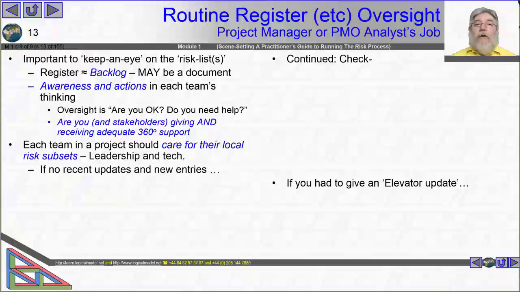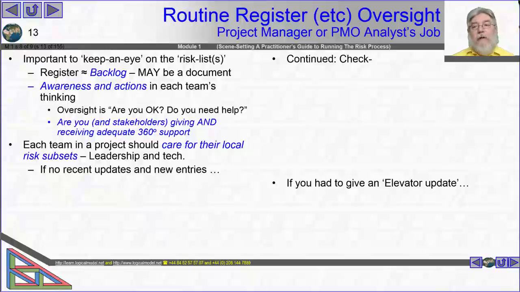And in looking at the register, we should be asking, in caring for their local subset of risks, are they updating the register? Are they saying things like, we've looked at this risk and we're not going to do anything more with it? So if there's been no recent updates or no new entries, then that says to me that the record keeping isn't going on. And if the record keeping isn't going on, are the actions going on? If actions are going on and record keeping isn't, then I'm not hugely upset, depending on the formality. If we're building a nuclear reactor, I'm probably pretty upset all ways round.